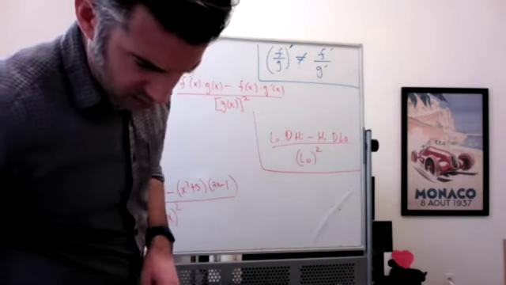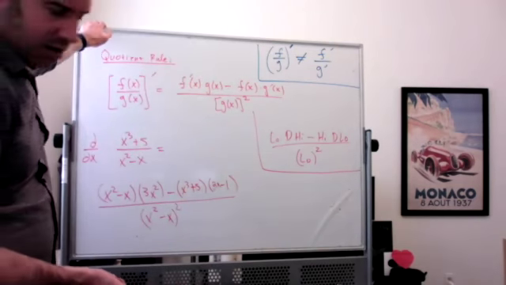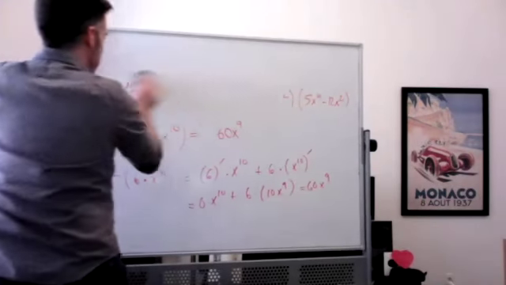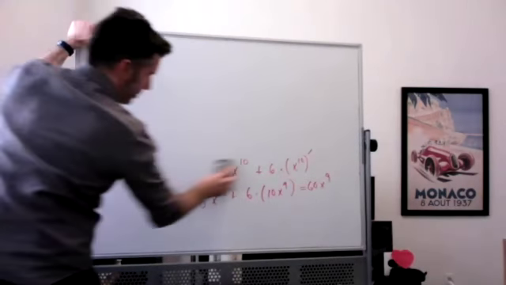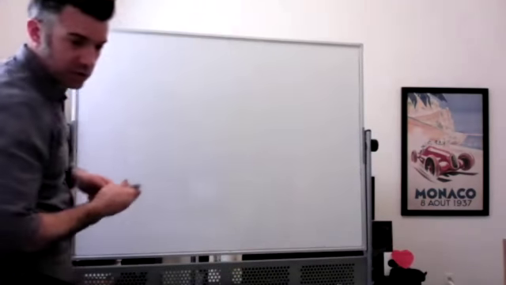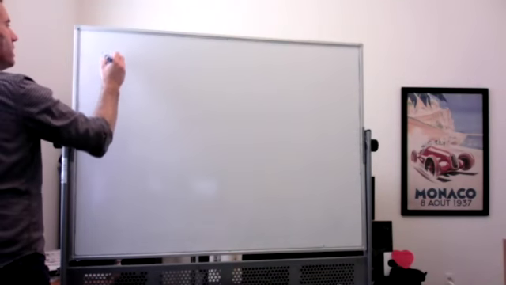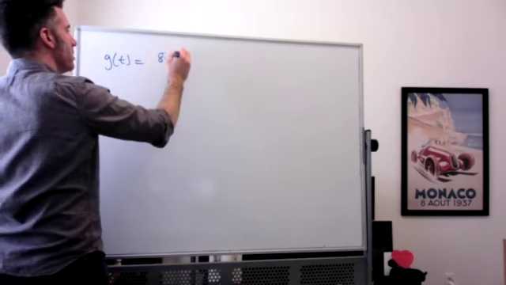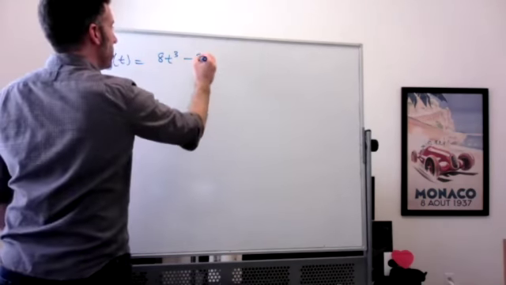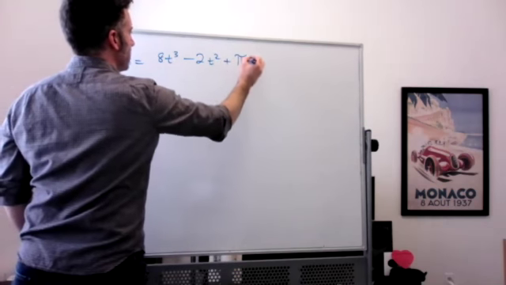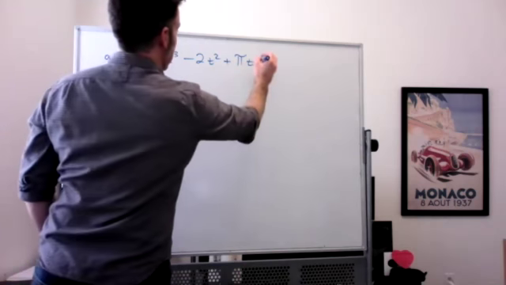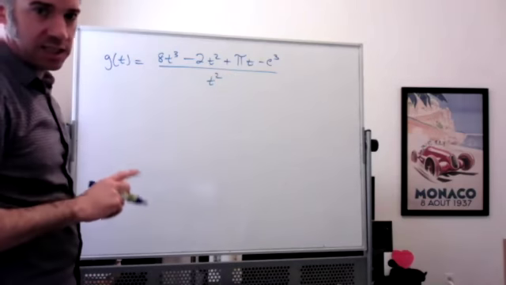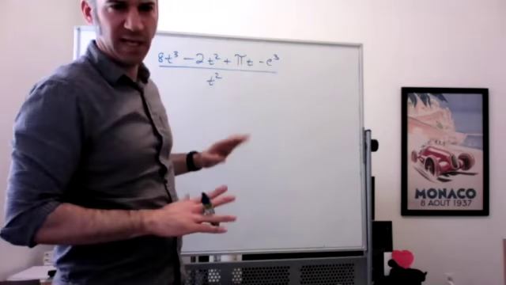Sorry, let's see one thing. So let's look at another example that somebody asked me. I think it's worth a mention here. So what about this function? G of t equal to 8t cubed minus 2t squared plus pi times t minus e cubed, all divided by t squared. I did change it slightly. The problem I was actually asked had an e there. I made it e cubed just for fun.